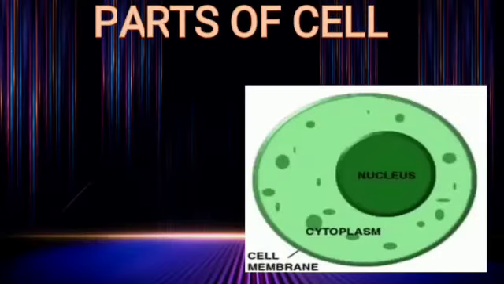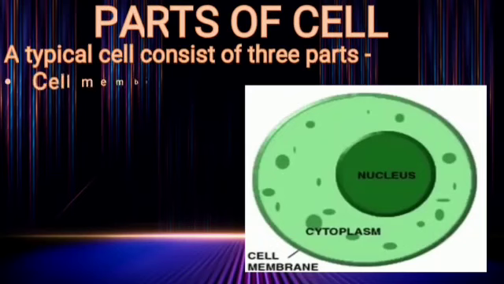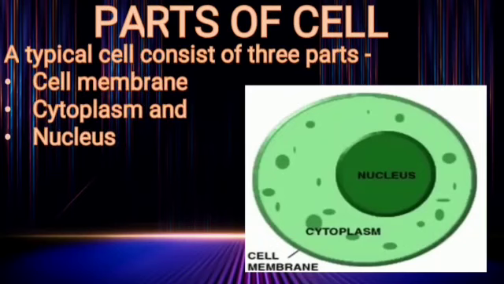Now we will see the parts of the cell. Cells differ in their shapes and sizes. All cells, however, show some similarities in their structure. A typical cell consists of 3 parts: cell membrane, cytoplasm and nucleus.